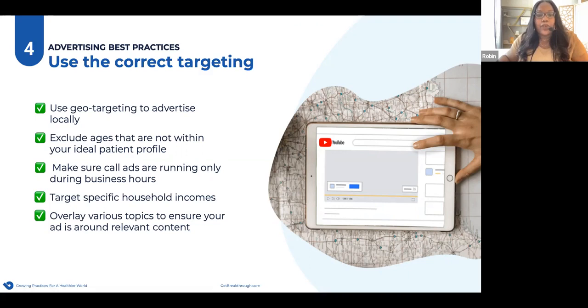In YouTube, you can also overlay various topics to ensure your ad is around relevant content. So, for example, if someone's searching exercises for lower back pain, then you might want to have your lower back pain video show up around those different targets.